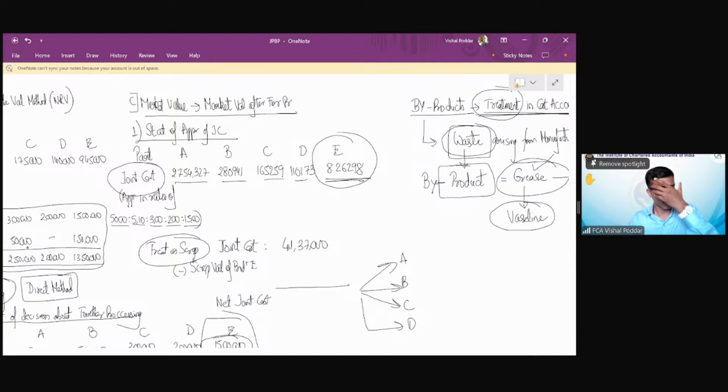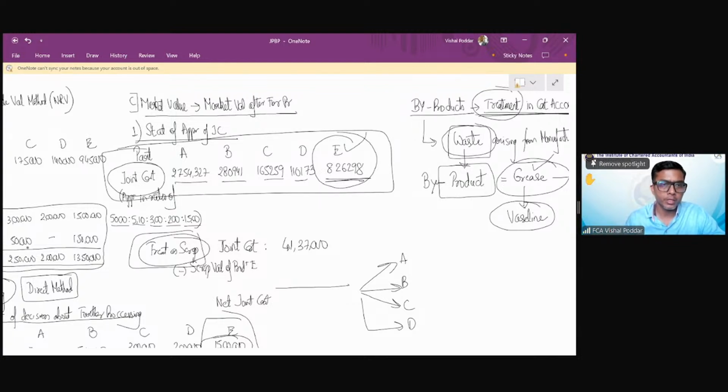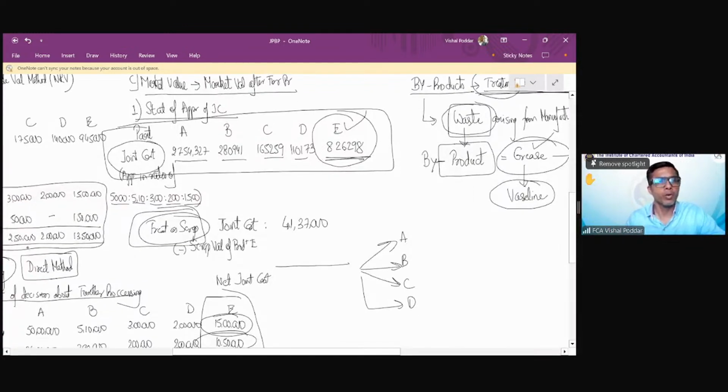So what is the difference when you say treat it as a product? The point is you start charging joint cost to that byproduct also. What is treating it as scrap? You will not treat it as a product. You treat it as a scrap.